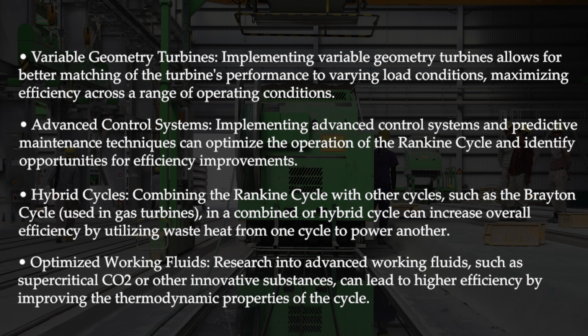Next is advanced cycle. Explore more advanced thermodynamic cycles like the organic Rankine cycle, which is called ORC, or the Kalina cycle, which are designed for specific applications and may offer higher efficiencies in certain conditions. The specific techniques chosen for improving Rankine cycle efficiency will depend on the applications, available technologies, and economic considerations. Engineers and researchers continue to explore new methods and technologies to enhance the performance of Rankine cycle based power generation systems.